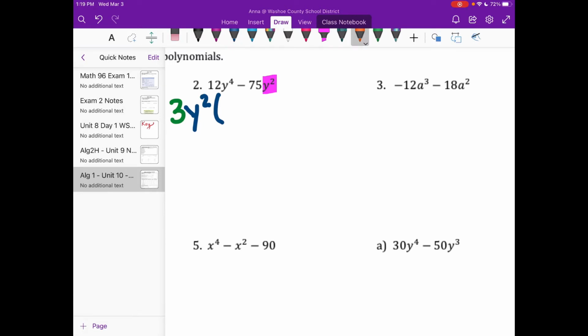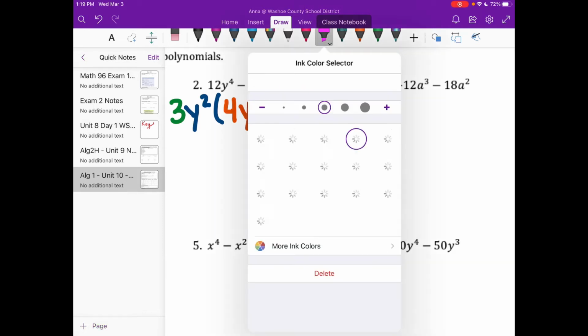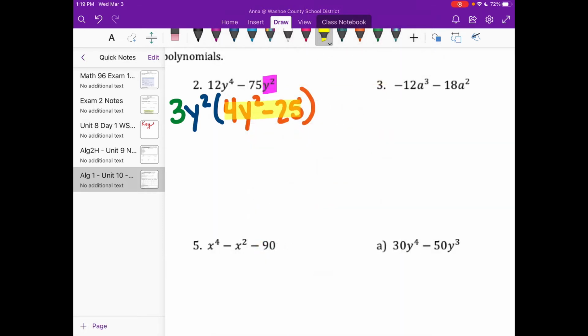Now let's see what's left. Inside, 12 divided by 3 is 4, and I took out 2y's, so I have 2y's left. 75 divided by 3 is negative 25, and I took out all the y's. Okay. Now remember, we're just looking inside right now. So inside, I have 4y squared minus 25. We got two things. We have to check for difference of squares.